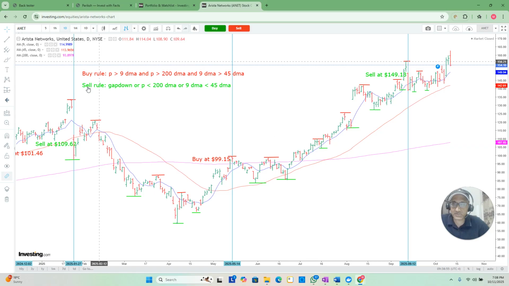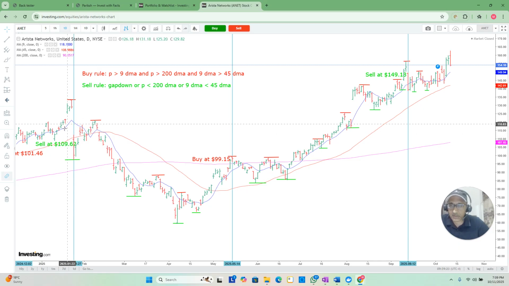We also need a couple of rules, a buy rule and a sell rule. The buy rule defined for Arista Networks is if the price is more than the 9 DMA, the 9-day moving average. That's my buy rule. In cases like this, the 9 crosses over the 45, and then the price has to be above the 9 DMA and the 200 DMA.